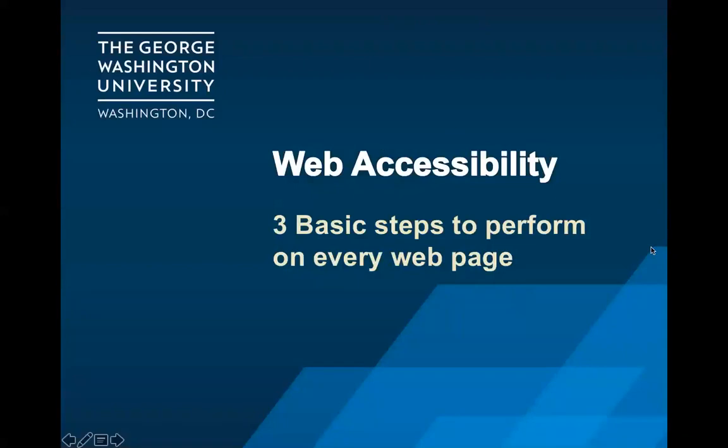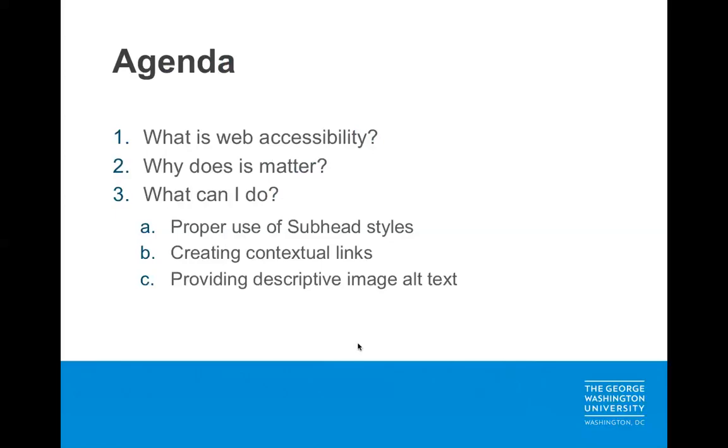All right, so today we're going to be taking a look at some of the basic steps that you can take on every web page to make sure that your website content is accessible. So we'll talk a little bit about what web accessibility is, why it matters, who's involved, and what you can do as one of those participants. And then the 3 steps that we'll be taking a look at are the proper use of subhead styles, how to create contextual links, and then providing descriptive alt text on all of your images.